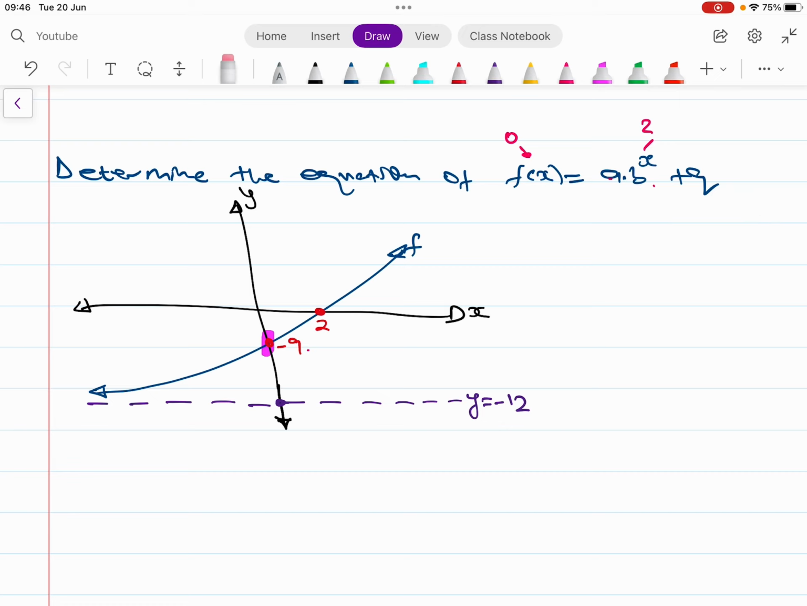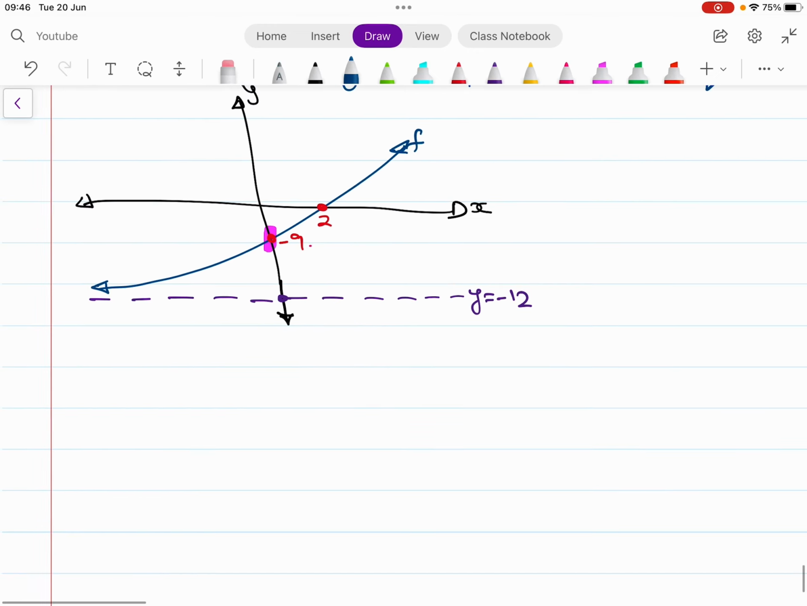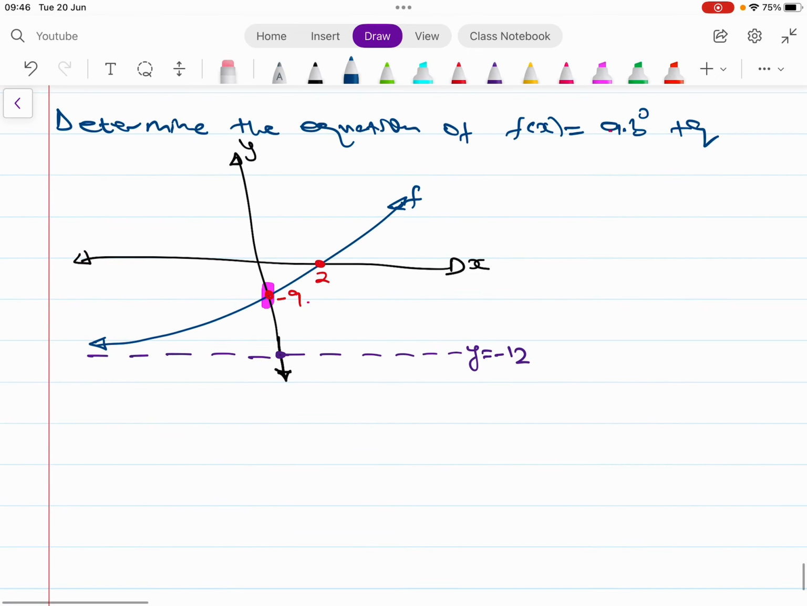Okay, so let's do that and then we'll be fine. I'm just going to create space. Let's look at this from here. We're going to have f of x equals a b exponent x minus 12. That is the equation that we have.